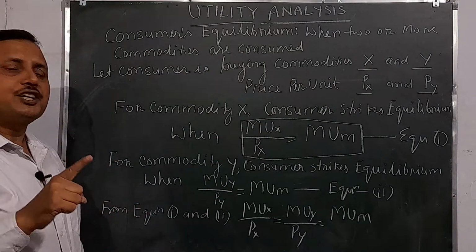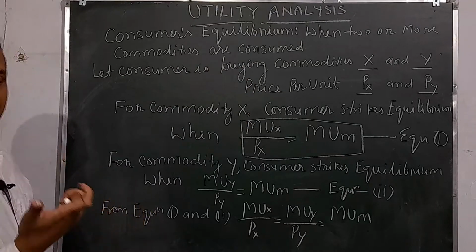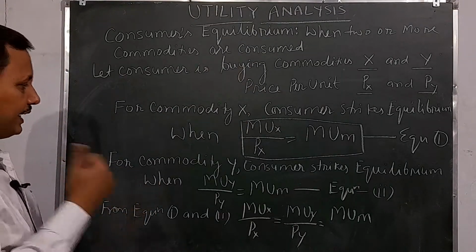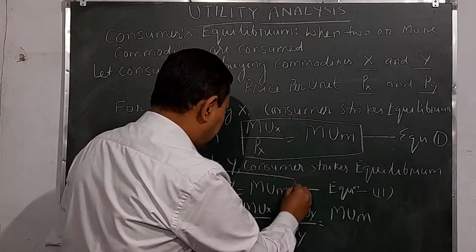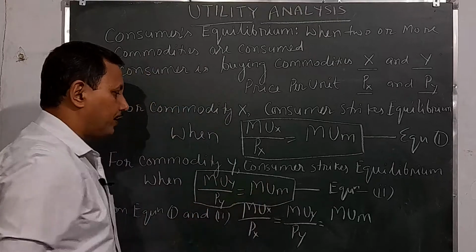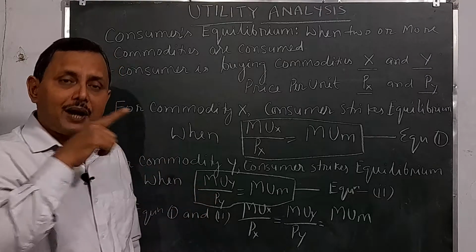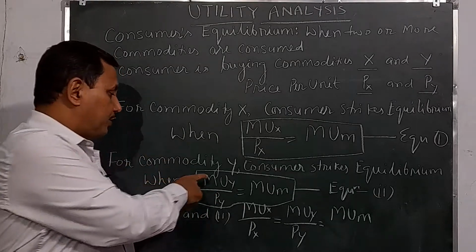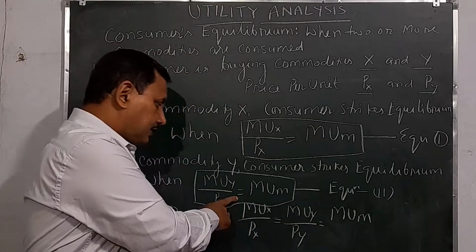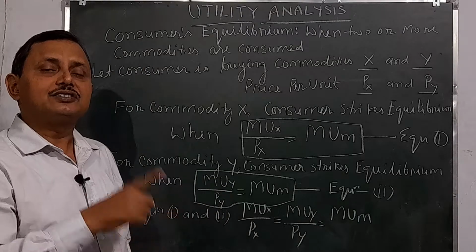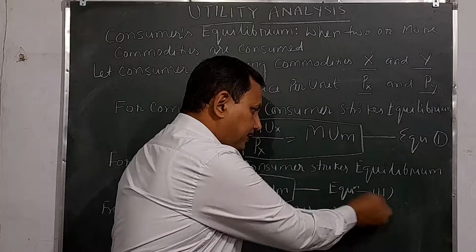Similarly, if the consumer is consuming good Y, what is the condition for striking equilibrium? He will strike equilibrium when the condition MUy by Py is equal to MUm. MUy is the marginal utility of good Y, Py is the per unit price of commodity Y, and MUm is the marginal utility of money. So when this condition is satisfied, in that case the consumer will reach equilibrium. Clear? Say let it be equation 2.